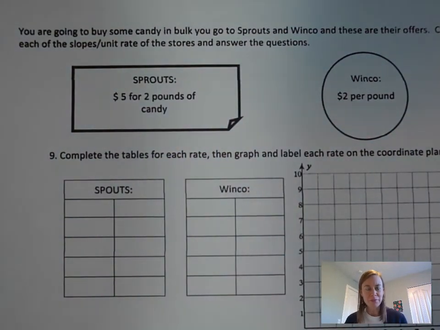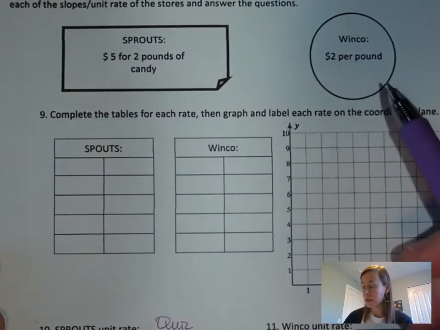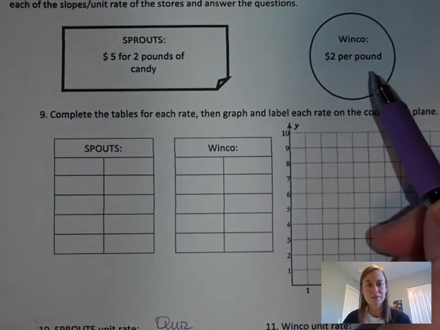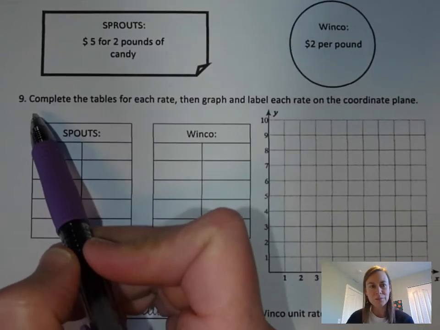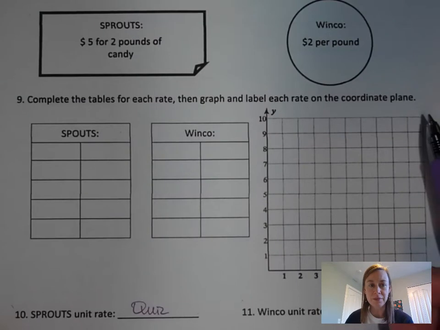Okay, so let's see what we've got. Sprouts, you have $5 for 2 pounds of candy. At Winco, you have $2 per pound. Okay. Number 9 says, complete the tables for each rate, then graph and label each rate on the coordinate plane.